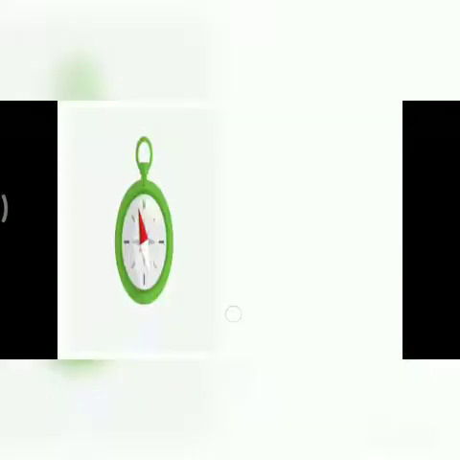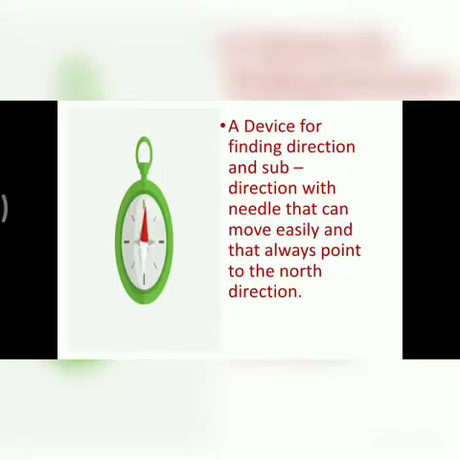Now let us learn about the compass. A compass is an instrument, as you can see in this picture. The needle inside this instrument keeps on moving towards the north. So a device for finding direction and subdirection, with a needle that can move easily and that always points to the north direction, is called a compass.